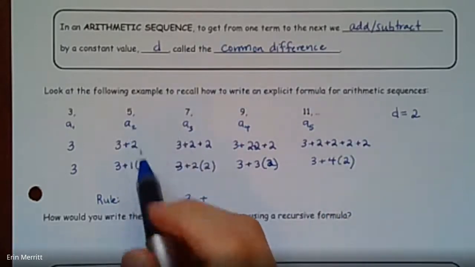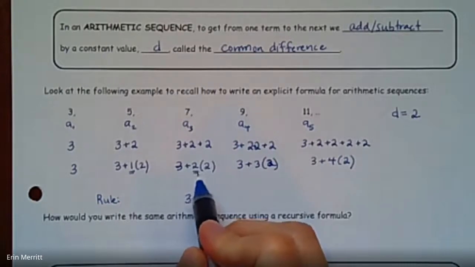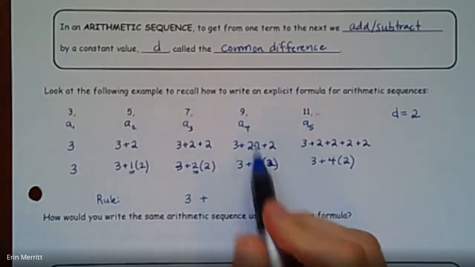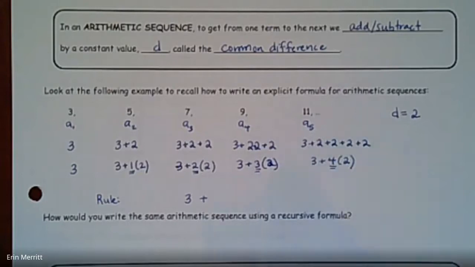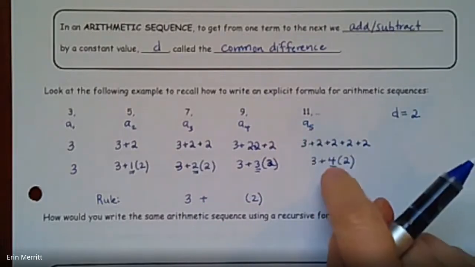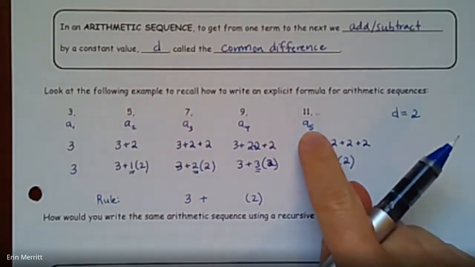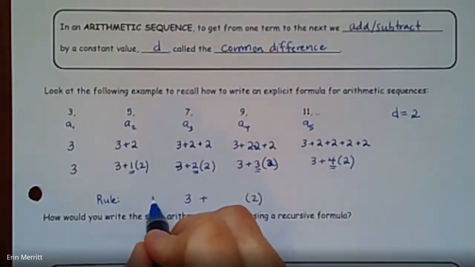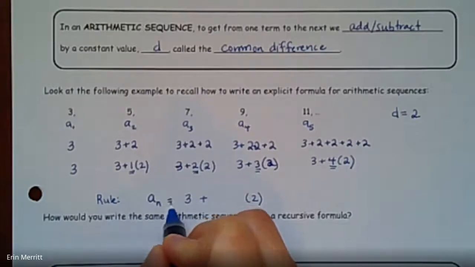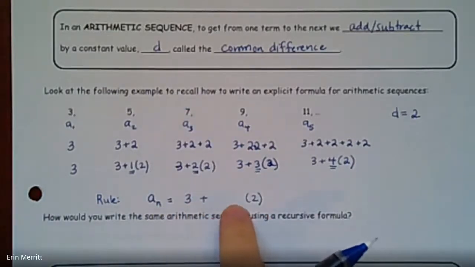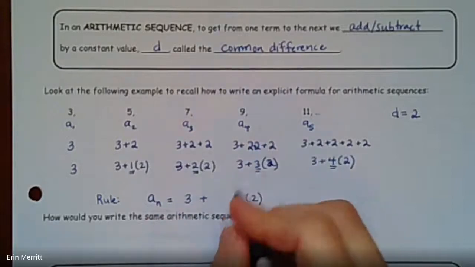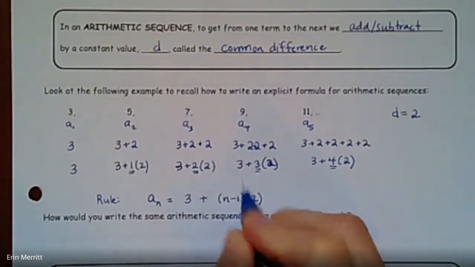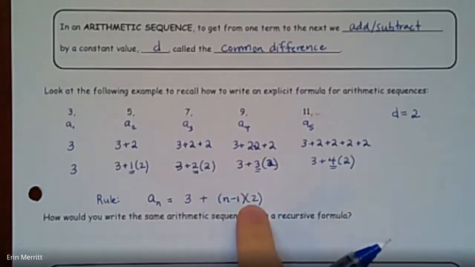So to get the second term, we added on 1. To get the third term, we added 2. To get the fourth term, we added 3. To get the fifth term, we added 4. So the number of 2's that we added on turns out it's always 1 less than the term number itself. So to get the sixth term, we'd add on 5 of those 2's. So how do we write that in general? Well, if I'm looking for the nth term, I'm going to write a sub n. It's going to be 3 plus 1 less than that term number, which would be n minus 1. So we'd add on n minus 1 of those 2's.